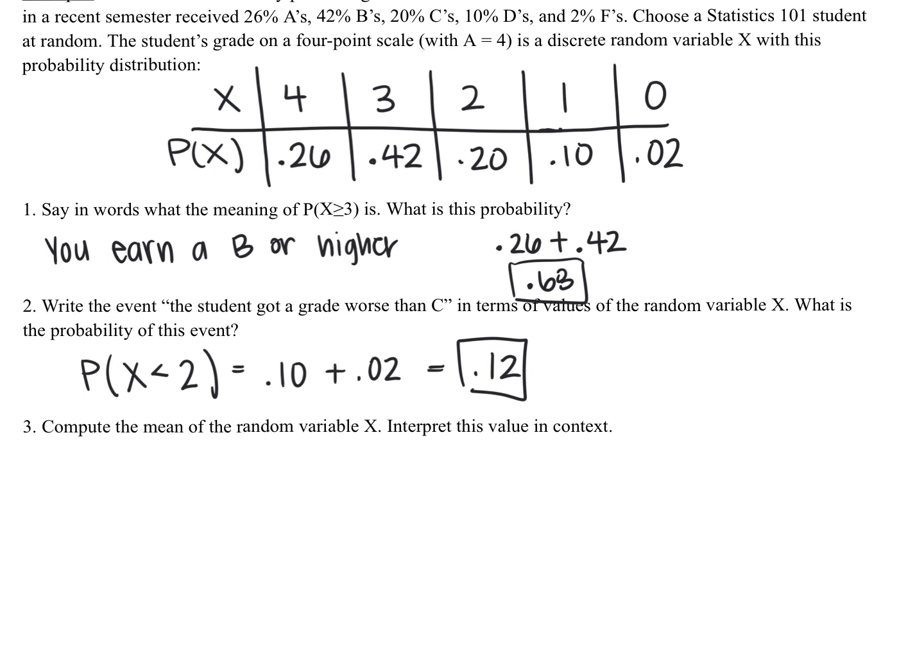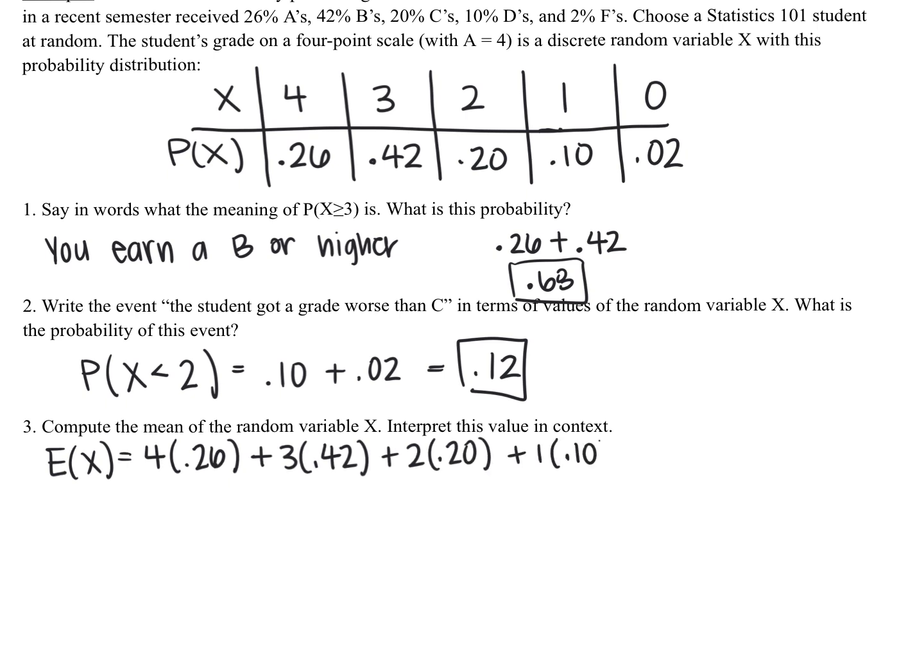So now let's go ahead and calculate our mean, and then we're going to interpret it in the context of our situation. So my expected value is 4 times 0.26, because that's its probability, plus 3 times 0.42, plus 2 times 0.20, plus 1 times 0.10, plus 0 times 0.02. So every outcome X multiplied by its specific probability added together, which is going to equal 2.8. So my expected outcome is a 2.8.